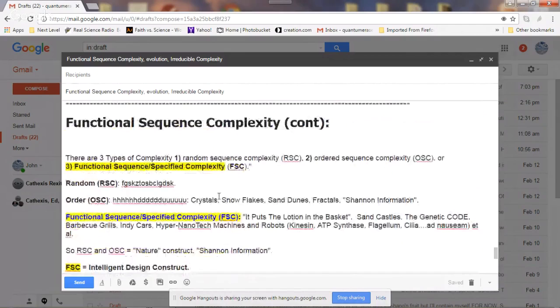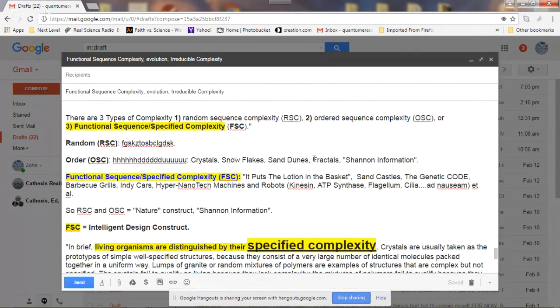All right, let's get specific here. Functional sequence specified complexity continued. There are three types of complexity. Number one, random sequence complexity, ordered sequence complexity, and functional sequence specified complexity. We call it FSC. Random, it's just like how it sounds. You throw them up against a dartboard and that's what you get. So this is a good example of random.